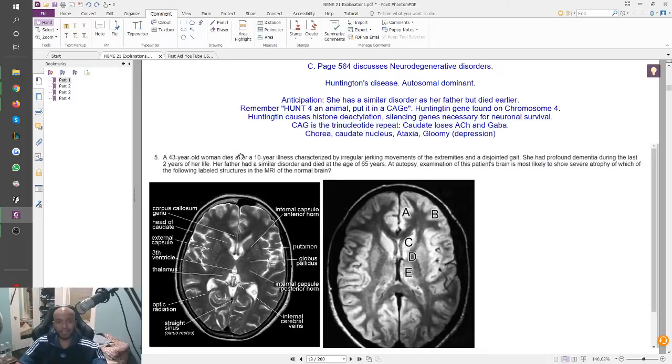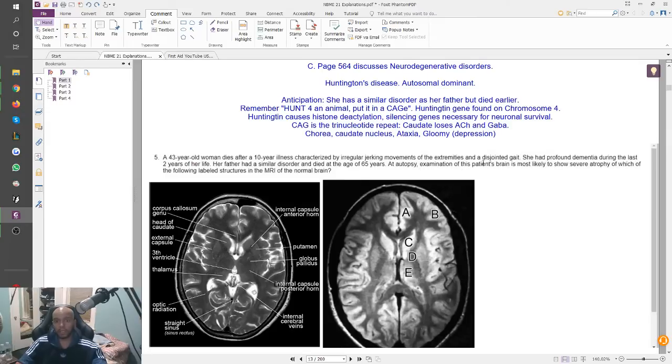43-year-old woman dies after a 10-year illness characterized by irregular jerking movements of the extremities and a disjointed gait. She had profound dementia during the last 2 years of her life. Her father had a similar disorder and died at age 65. Right, so you can see there's some level of anticipation happening. This patient must have gotten it even younger because she had it for 10 years and then she died at 43. So there's some level of anticipation there.